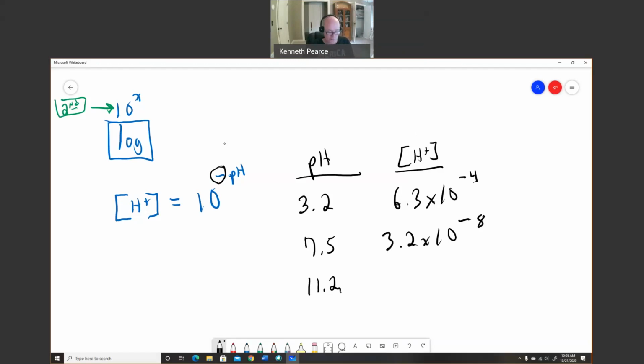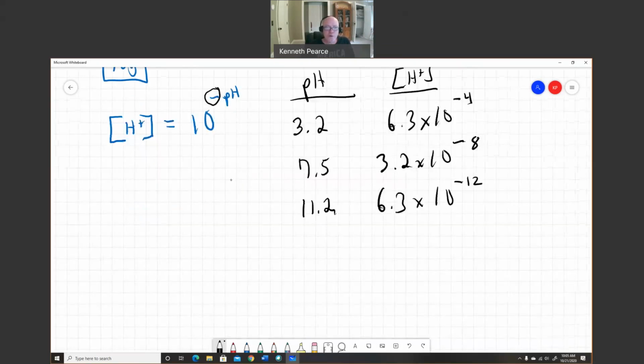My final example, we're going to go second. I'm going to find that 10 to the x key right above my log key. And let's see, special minus 11.2, close parentheses, and I get 6.3 times 10 to the minus 12th. And that's how you go from pH to H+.